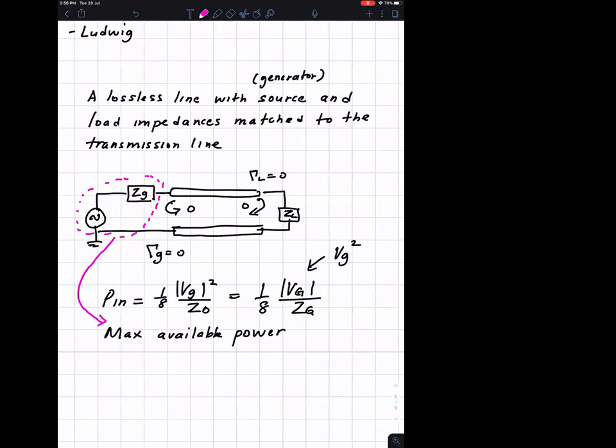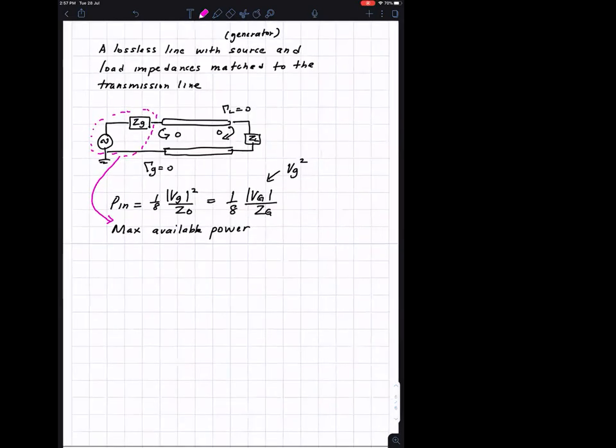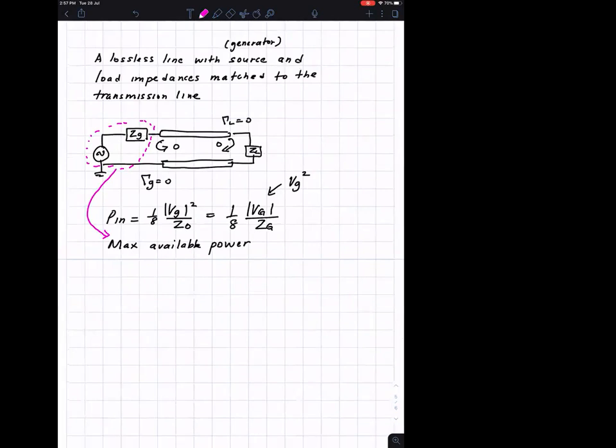the source. But all this power, is it going to get to the load? We don't know. If you call this a lossless line, yes. It's a lossless line, and if all the reflections, gammas of L and gammas of G, are 0, then power P in is P load. Any question? No. Okay.